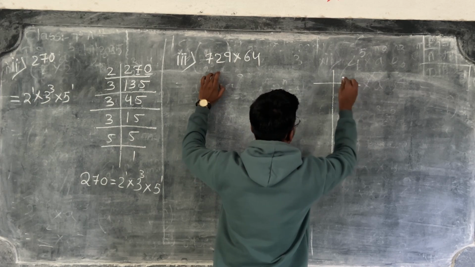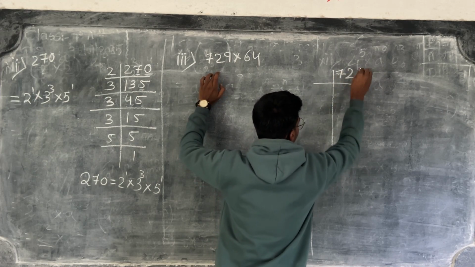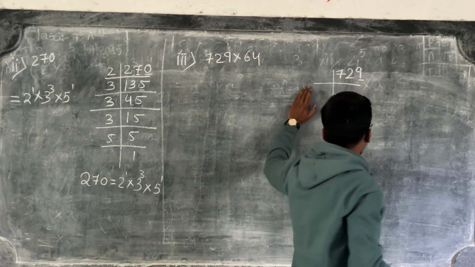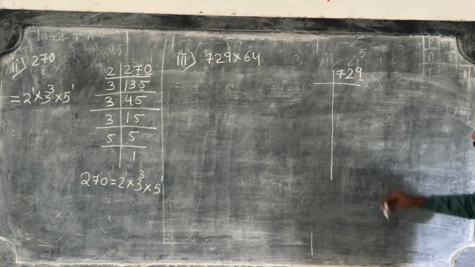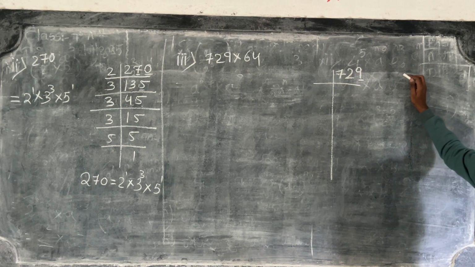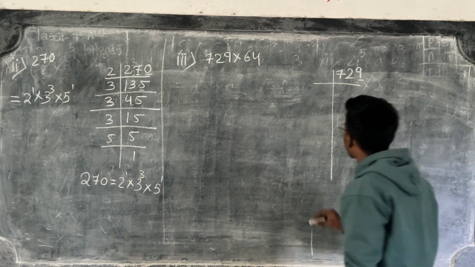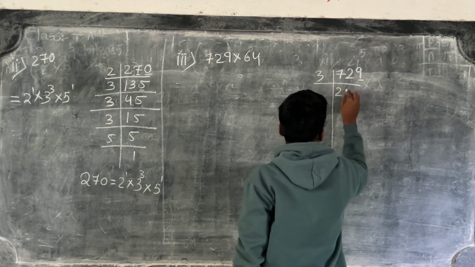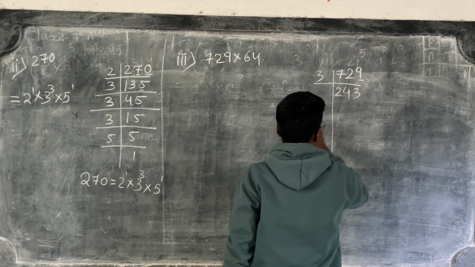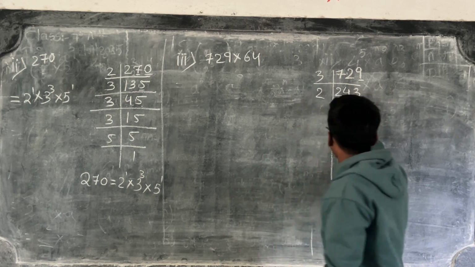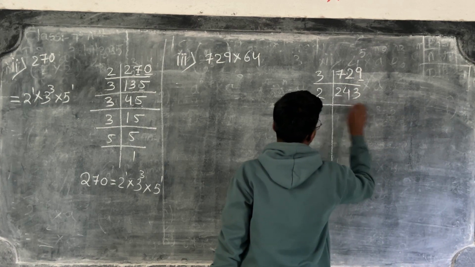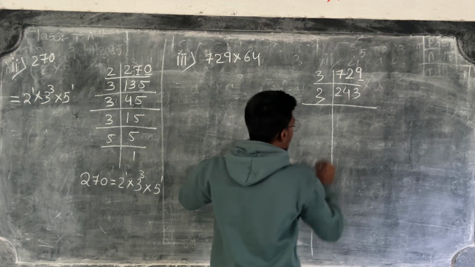First of all, we have to find the factor of 729. Unit place is an odd number, so it is not divisible by 2. What is the next prime number? 3. 7 plus 2 is 9, 9 plus 9 is 18. 18 comes under the 3 table, so it is divisible by 3. 3 2s are 6, 1 carry, 3 4s are 12, 3 3s are 9. Again you can see 4 plus 2, 6, 6 plus 3, 9. It is divisible by 3.